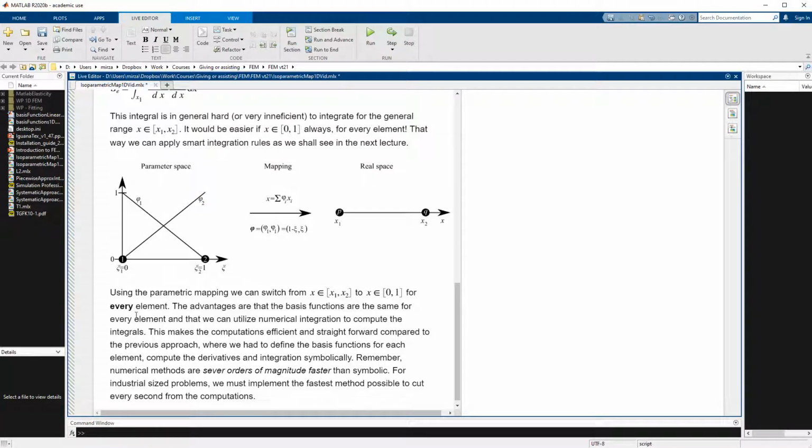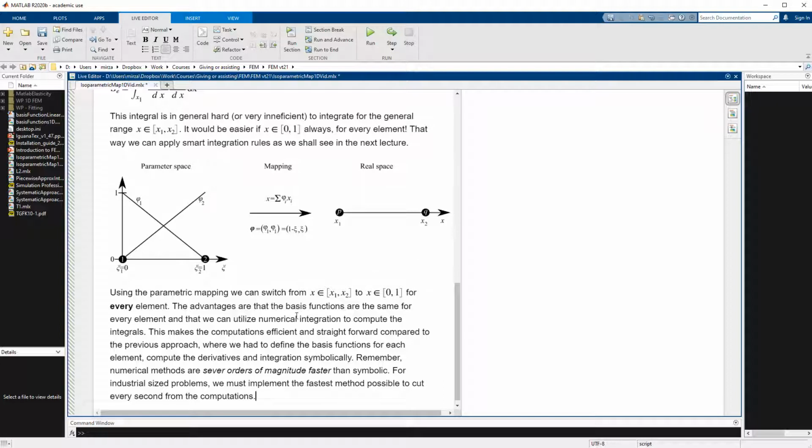But this makes the computations efficient and straightforward compared to the previous approach, in which we had to do everything sort of symbolically, right? The differentiation needed to be done symbolically. So for each element, we had unique basis functions, and that was a problem. Different basis functions everywhere, and the different derivatives of these basis functions as well. Also, we needed to integrate that symbolically.